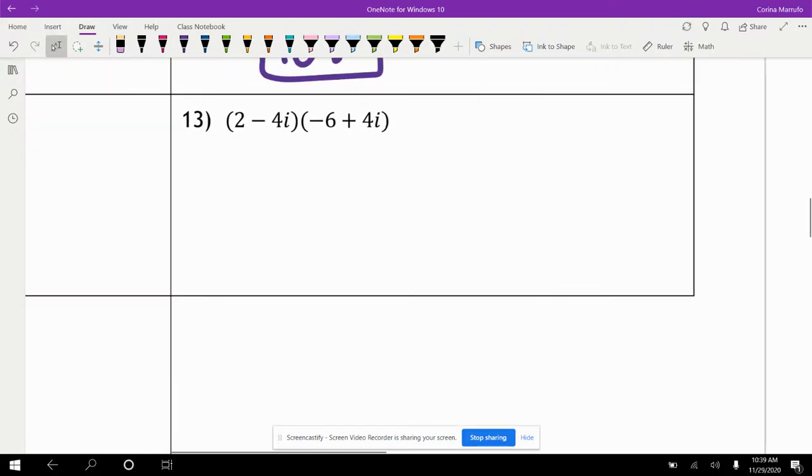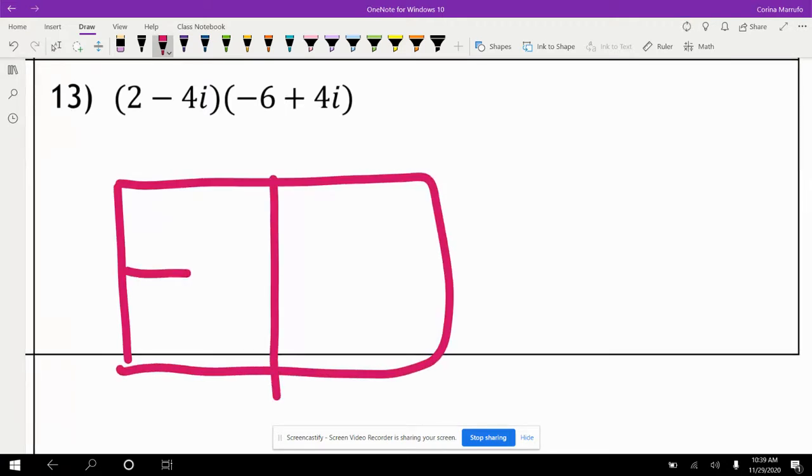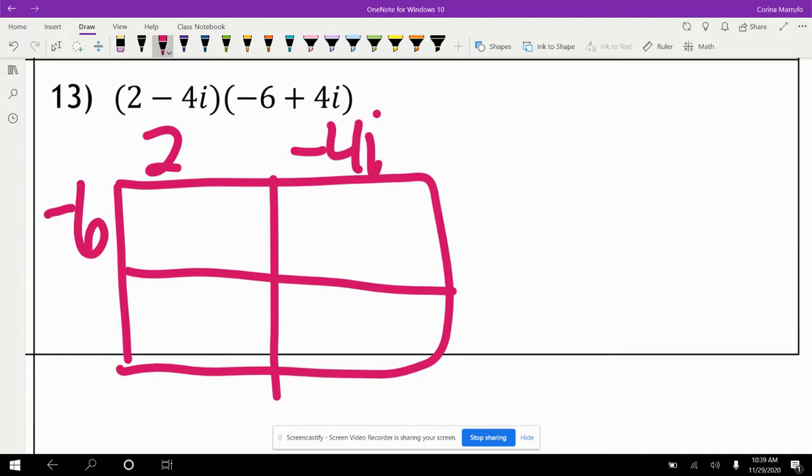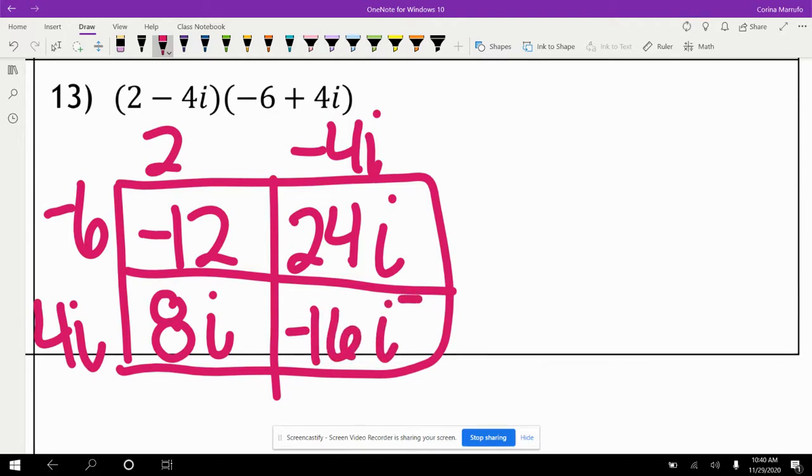Okay, the next one. This one we have 2 minus 4i times -6 plus 4i. So we are going to multiply this in a box method. We have 2, -4i, -6, and a +4i. And we start multiplying. So 2 times -6 is -12. 2 times 4i is 8i. -4i times -6 is a +24i. And then 4i and -4i is going to give us a -16i squared.